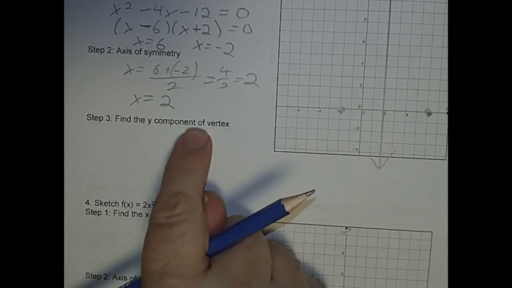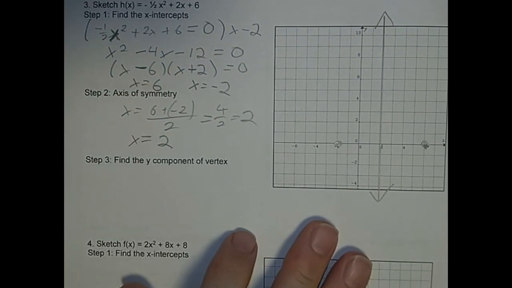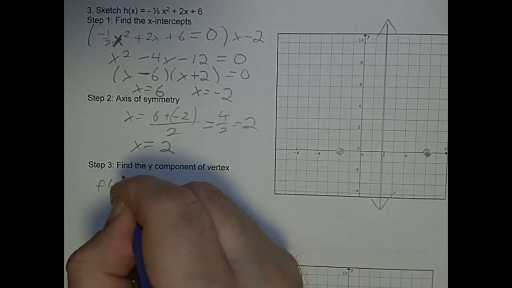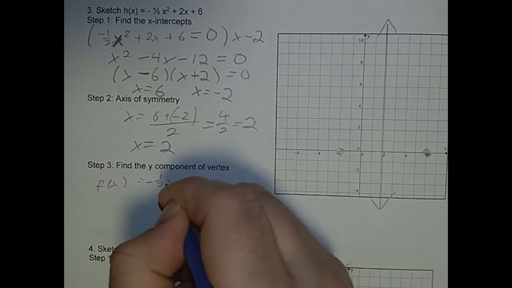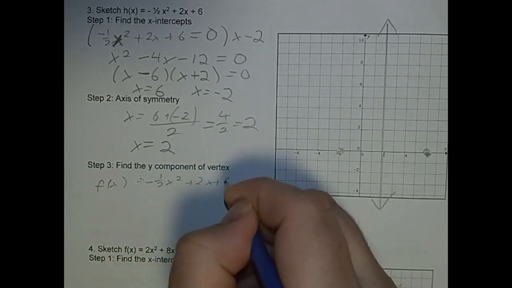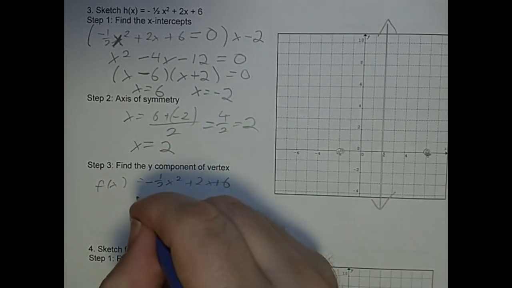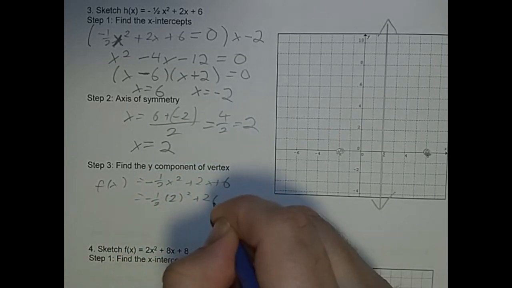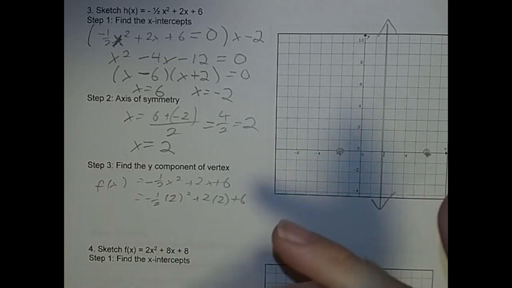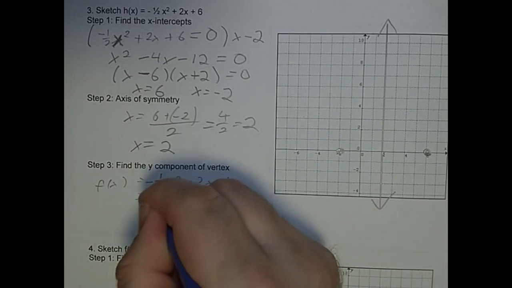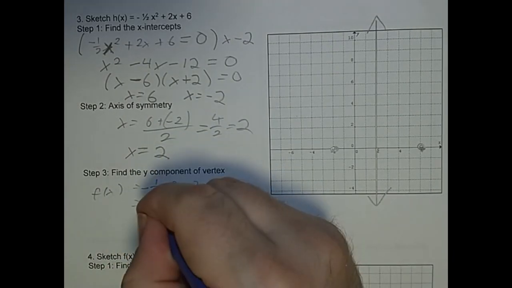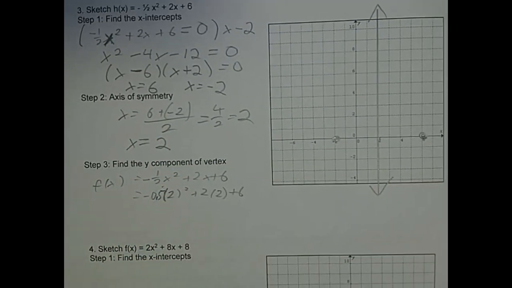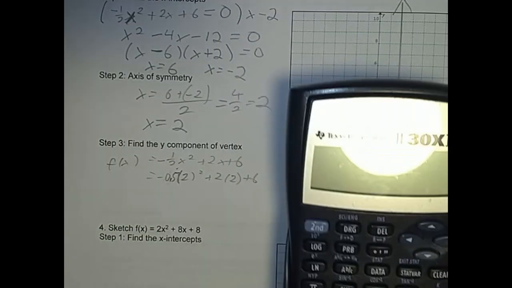Now we're going to find the y. We've got to use that first equation. So we'll write f of x equals negative a half x squared plus 2x plus 6. We're going to plug the 2 in. So negative a half, 2 squared, plus 2 times 2, plus 6. Now, some people can put 0.5 in here instead. If you prefer, you can put negative 0.5 in the calculator, which you might find easier.